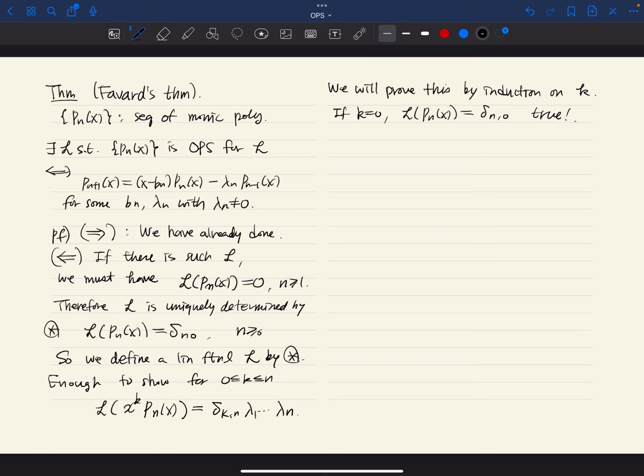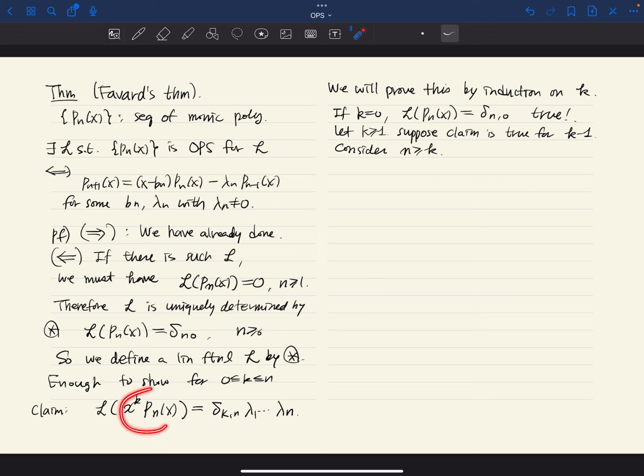And for the inductive proof, let k be greater than or equal to 1 and suppose, let's say, a claim. The claim is true for the k minus 1 case. Okay? And then we will show that it's also true for k. So to do this, because n must be greater than or equal to k, consider an integer n, and then we will show this. But to do this, we will use this recurrence. So multiply.